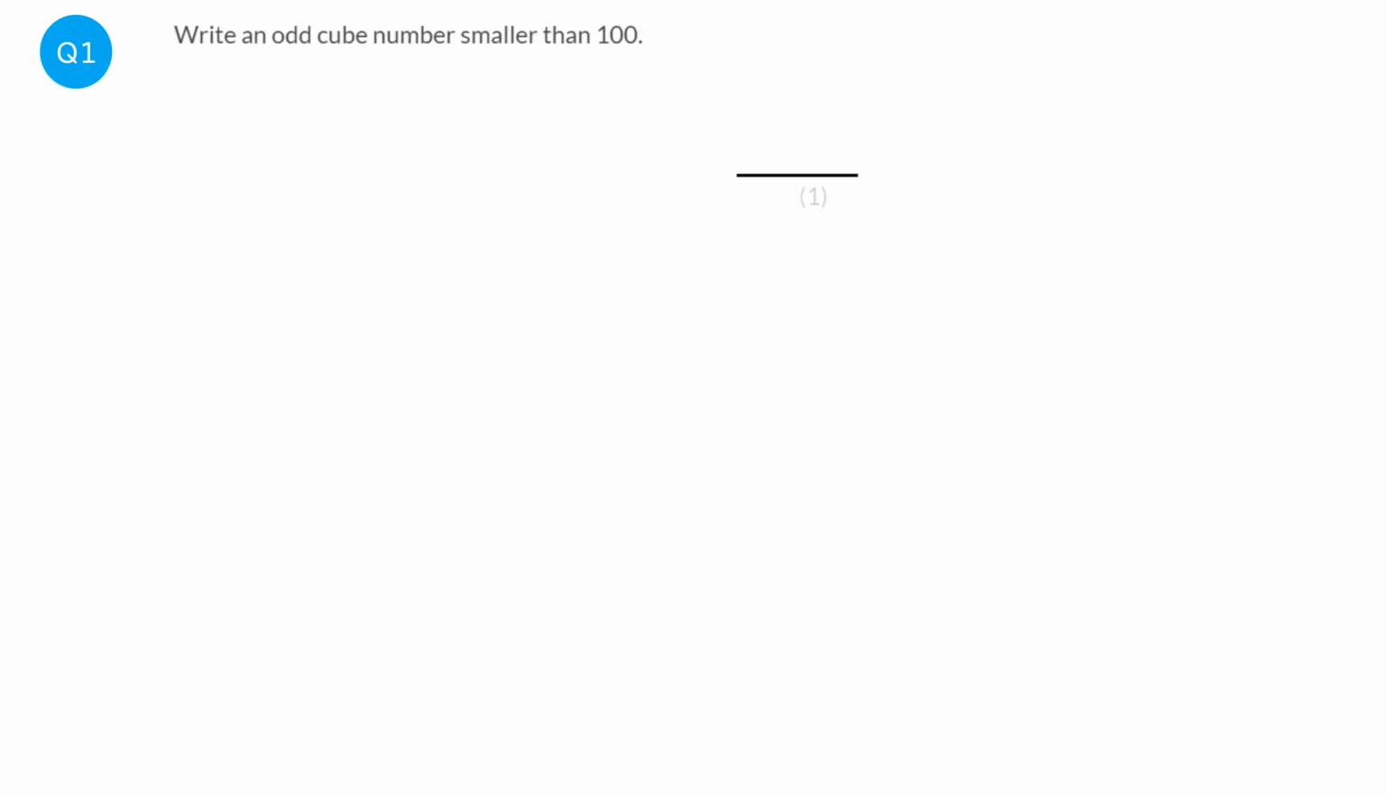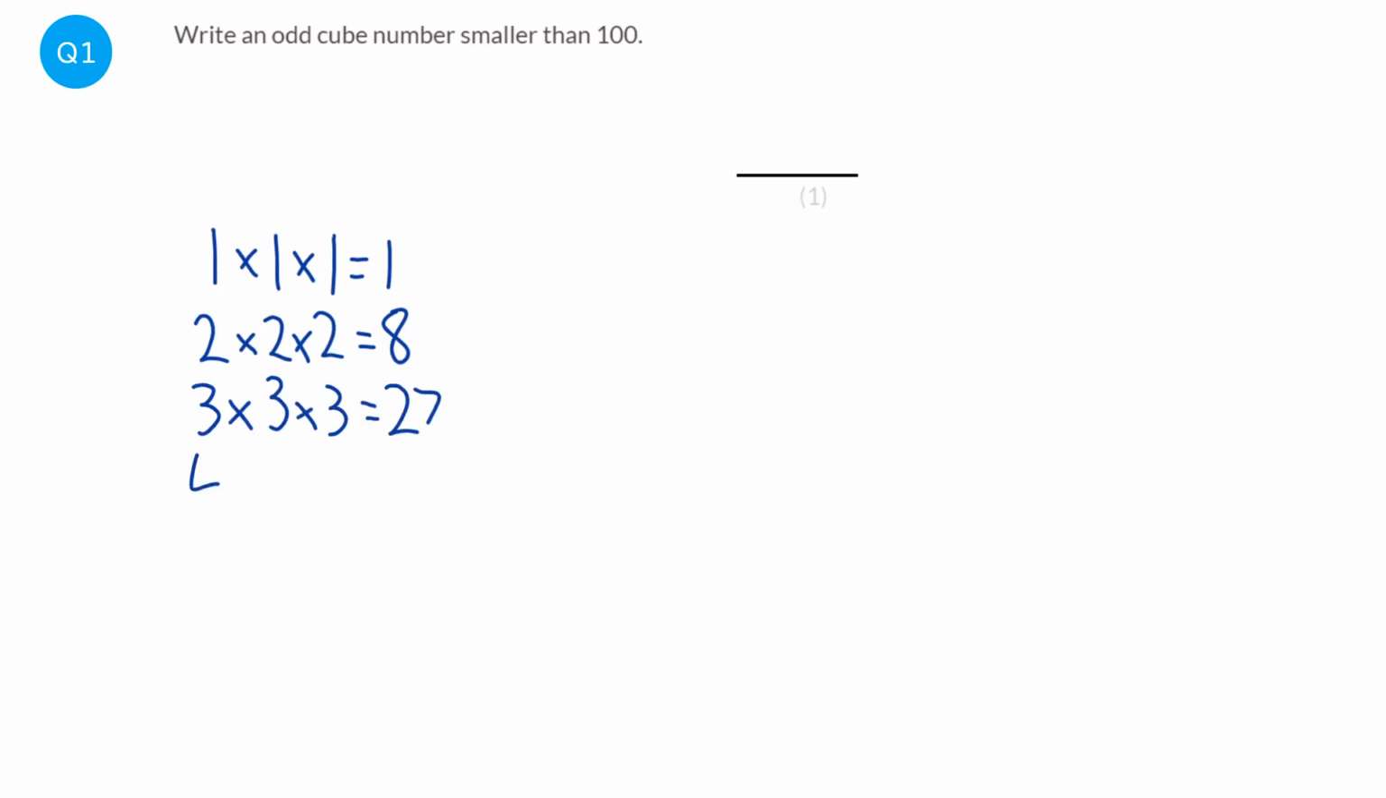Enjoy! So we need to first of all understand what a cube number is. A cube number is the answer when you take an integer, or whole number, and multiply it by itself three times. So 1 times 1 times 1 is 1, 2 times 2 times 2 is 8, 3 times 3 times 3 is 27, 4 times 4 times 4 is 64, and 5 times 5 times 5 is 125. So 1, 8, 27, 64, 125 are all cube numbers, and it goes on forever.